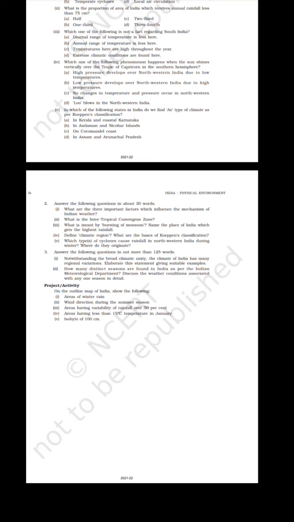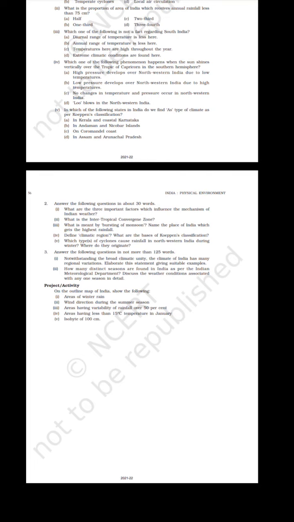Notwithstanding the broad climatic unity, the climate of India has many regional variations. Elaborate this statement giving suitable examples. How many distinct seasons are found in India as per the Indian Meteorological Department? Discuss the weather conditions associated with any one season in detail.